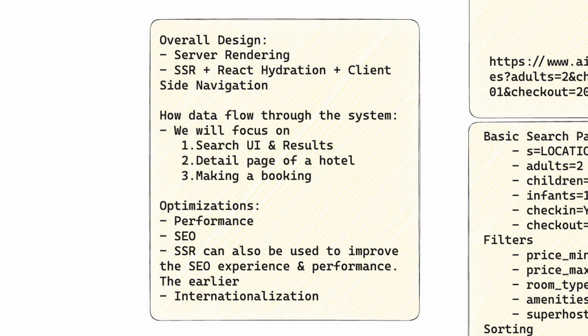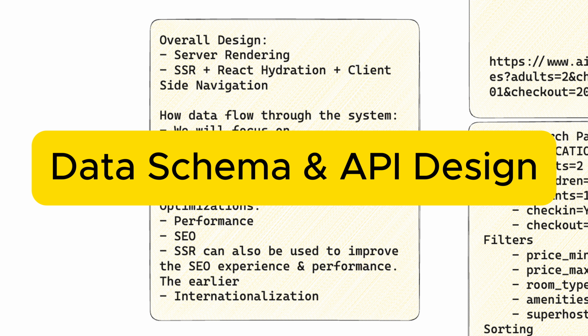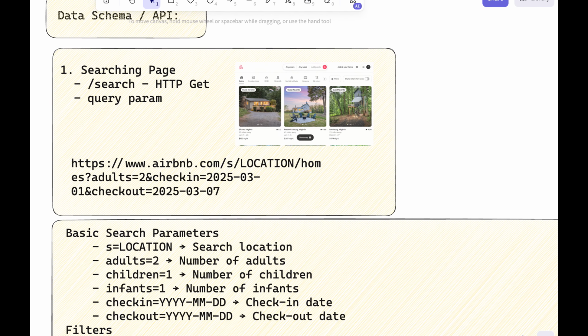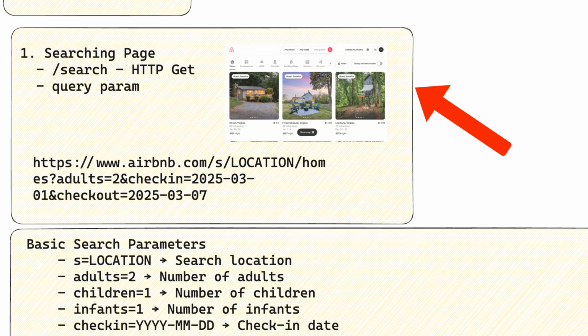Now, let's move on to data schema and API design, starting with our search page. The search functionality is built around a simple HTTP GET endpoint. It will take multiple query parameters. These allow us to customize a search based on the user's needs. For example, a typical search URL might look like this. Let's break down the search parameters.